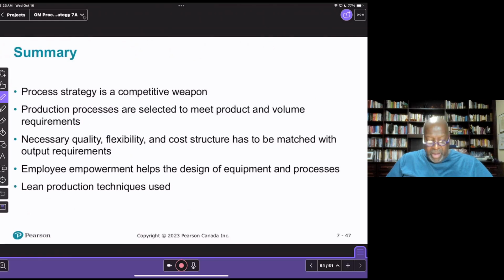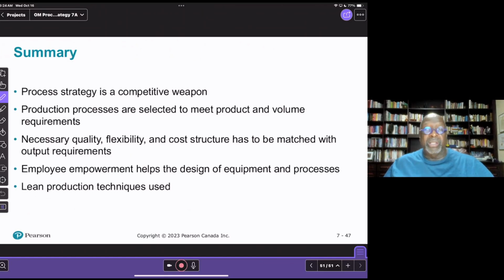Right? So in summary, process strategy can be used as a competitive weapon. Why? Because each process offers you certain advantages and disadvantages, and if you align those advantages to your competitive strategy, if you align it to your mission and vision, if it is a non-competing organization, then you could actually achieve what it is that you need to achieve your mission. The production processes are selected to meet volume and product requirements, okay? And in this case, we have to think about quality, flexibility, the costs, and those factors will influence the kind of process that we use.